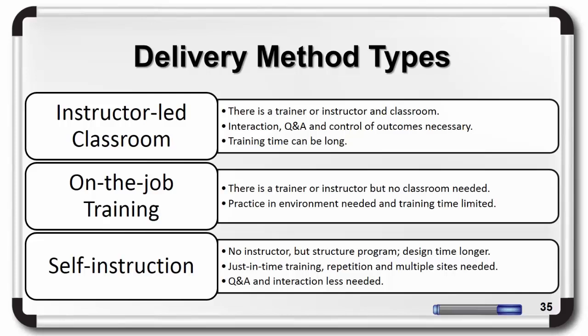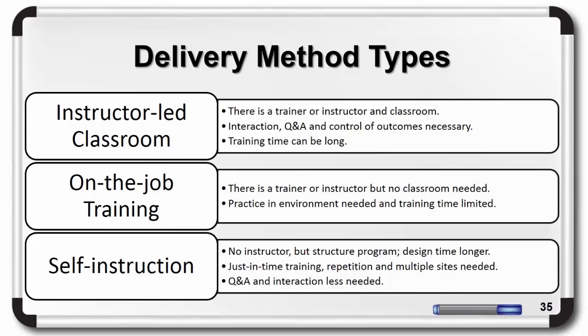This delivery method is useful when interaction, questions and answers, and control of outcomes is necessary, but participants must be available for a longer period of training time. With on-the-job training, no classroom is required, but a trainer is likely present. This delivery method is useful when authentic practice in the work environment is important and training time is limited.